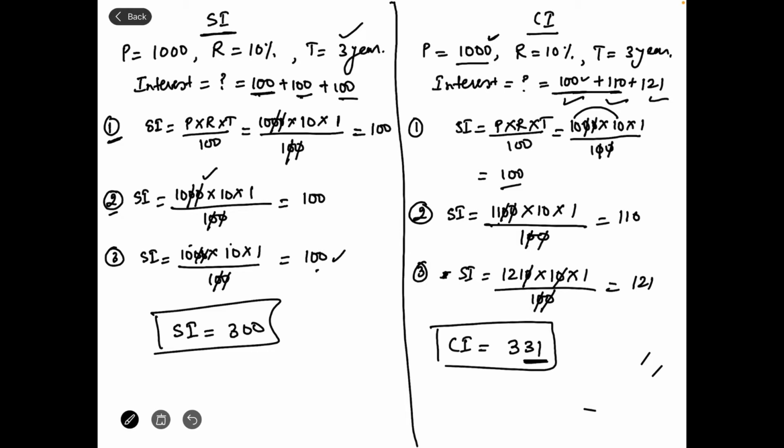Okay, as you can see, the difference here is this 31 rupees. So in case of compound interest, the borrower always has to pay some extra amount as compared to the simple interest. Okay, if the same amount is borrowed at the same rate of interest for the same duration of time, the amount paid by the person who has borrowed it on simple interest will always be less than the amount paid by the person who has borrowed that amount on compound interest. Okay, so that's the difference between the two.